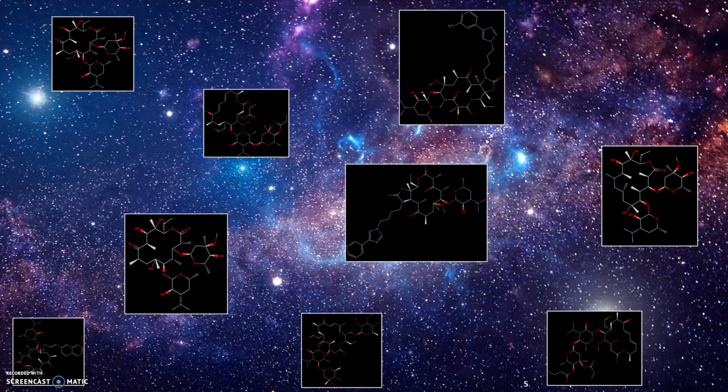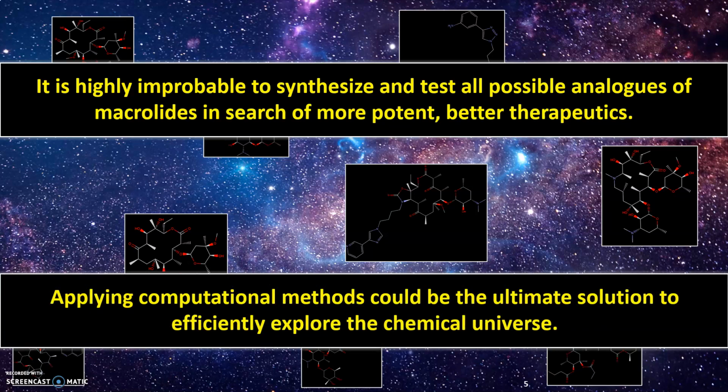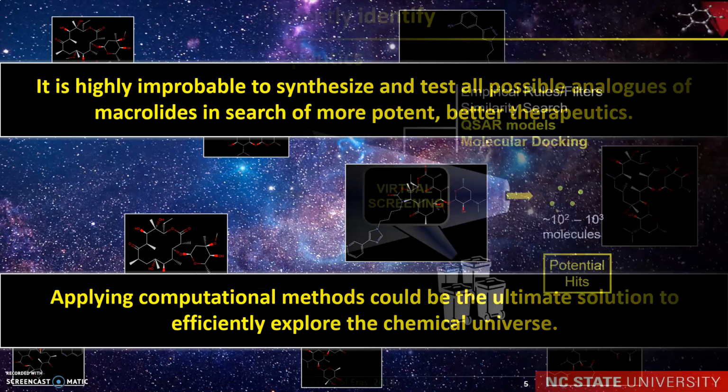The chemical universe of macrolides and macrolactones may be vast. We don't really know much about them because we haven't really explored them. We know for sure, however, that it is highly improbable to synthesize and test all these macrolide analogs to search for better, more potent therapeutics. And the ultimate solution to efficiently explore this chemical universe is by applying computational methods.